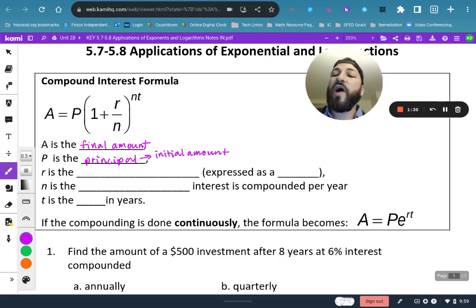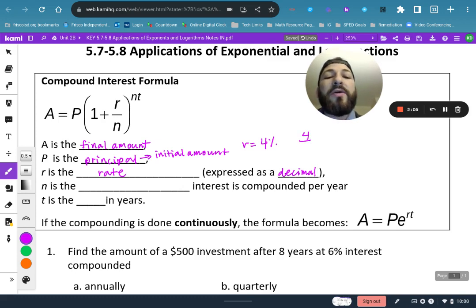Keeping on along, we have r. r does stand for rate. A lot of y'all probably already knew that one. And the big thing we need to remember about rate is that we do want to change it to a decimal. It's typically going to be given to you as a percentage. So if you see a rate of, let's say, 4%, we would find that actual value of r by dividing 4 by 100, which of course would give us 0.04.